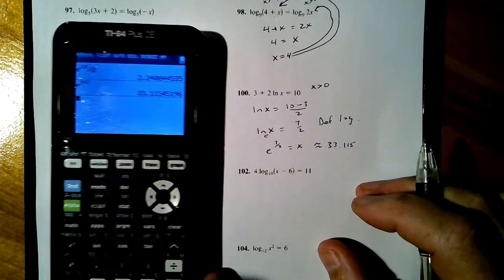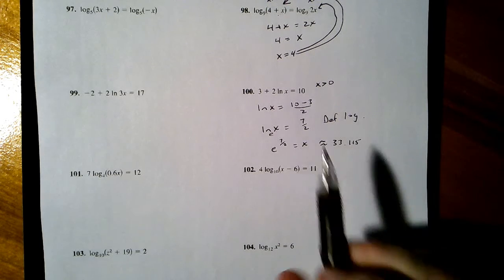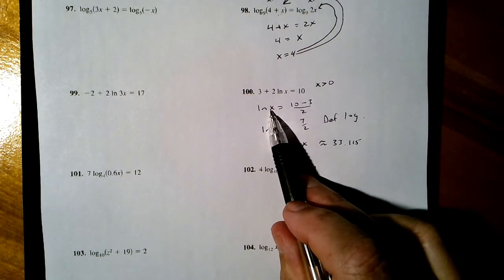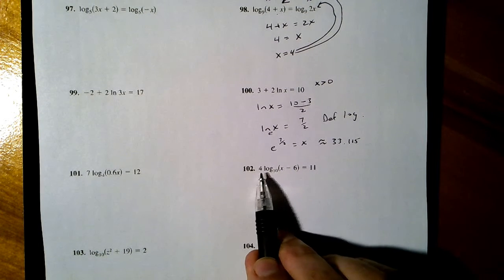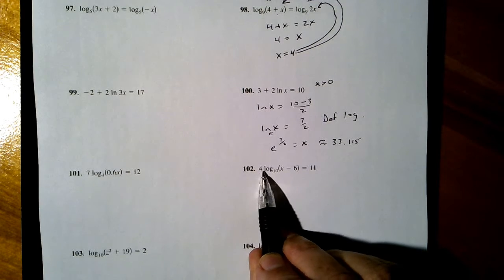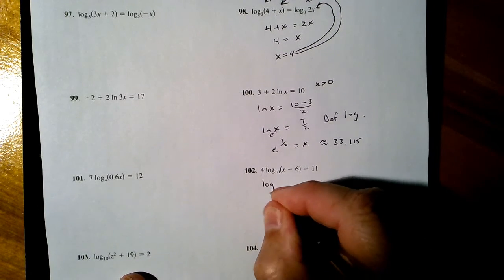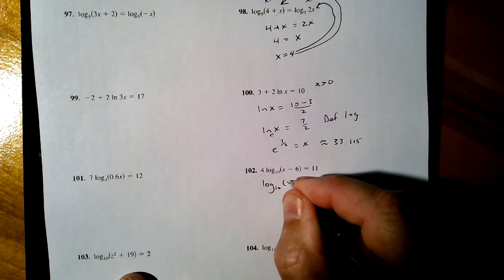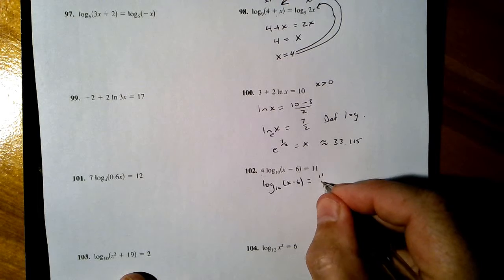Okay, now I want to distinguish here, once we got to this point right here, this was the definition of log. This is not definition of log yet. I need to get rid of that 4. The first thing I want to do is isolate the log. So this is log 10 of x minus 6 equals, divide by 4, 11/4.